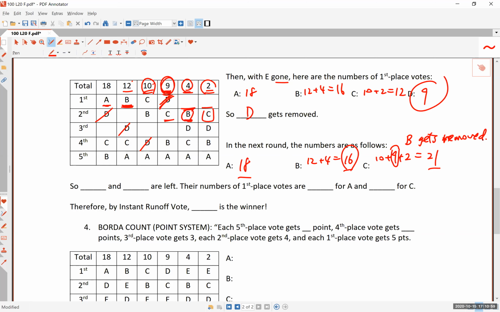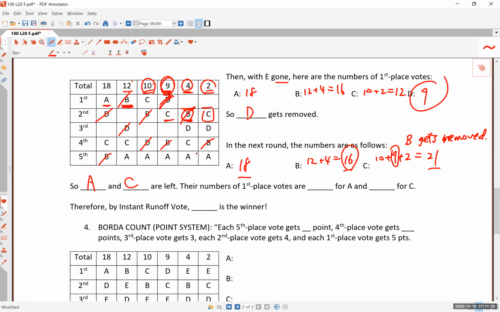Now who is left? A and C, okay? A and C are the only ones left, all right? So let's cross out B. B gets crossed out from every single column here. And now it's a duel, the battle between A and C.